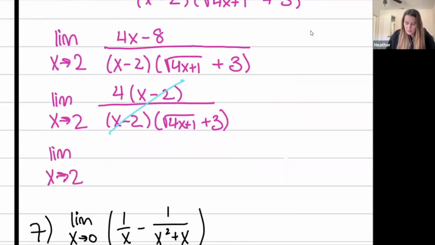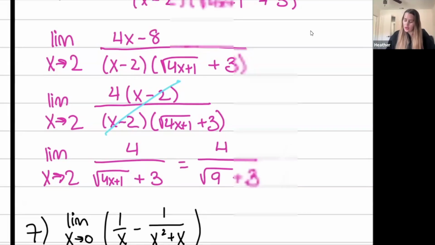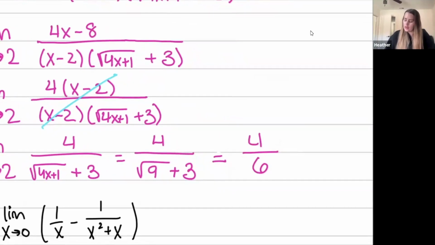Still haven't taken a limit. Limit as x approaches 2 of 4 over the square root of 4x plus 1 plus 3. Now we'll do direct substitution. All that work just to do direct substitution all over again. But this time I think it's going to work. So I got 4 over, this we know was the square root of 9, plus 3 from our previous attempt. And now I got 4 over 6, which I could say is 2/3. Goodness gracious, that was a long one, but we survived.